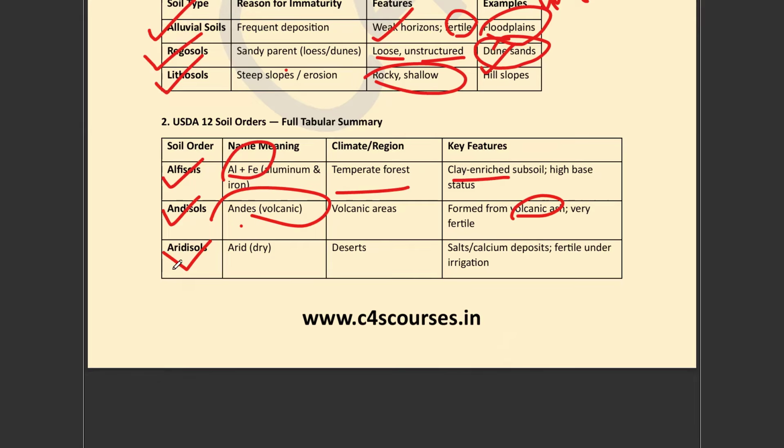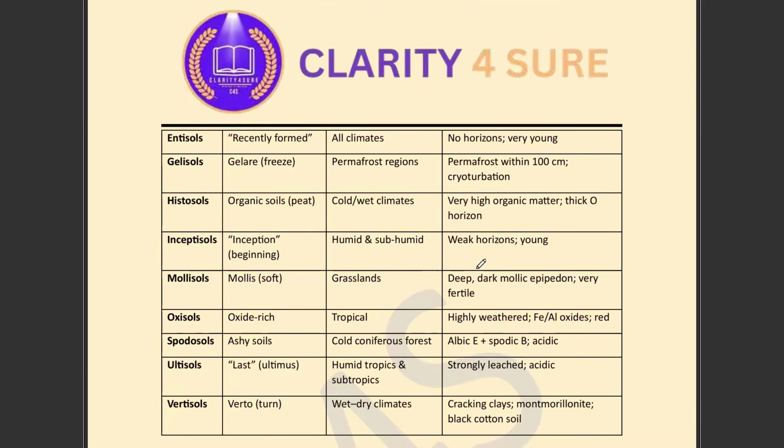Next comes your Aridisols, meaning arid, dry areas from the deserts. If it is from the desert, the salt and calcium deposits would be very high, but yes, it is fertile. This soil can be made fertile under proper irrigation. Next comes your Entisols. Enti means recently formed. It is present in all climates. There will be no horizon, so it is very young. So it can be an example of your azonal soils also.